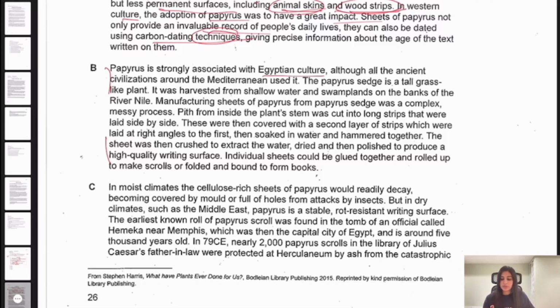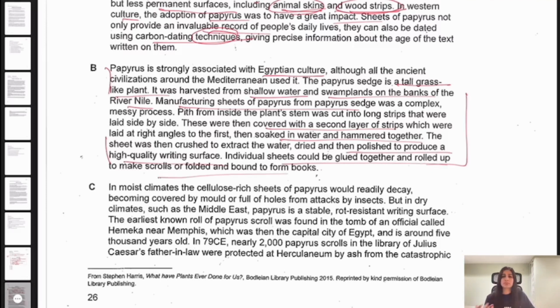It is strongly associated with the Egyptian culture, although all the ancient civilizations around this used it. Okay, it is a plant. It's explaining it was harvested from shallow water near River Nile. Manufacturing sheets of this was a complex process. So they're talking about some process here. These were then covered with a second layer of strips which were laid at right angles, then soaked in this. So they're talking about the process. If you notice, I'm not memorizing anything, I'm not trying to remember anything, I'm just going through what they're talking about. Then polished to produce a high quality writing surface.